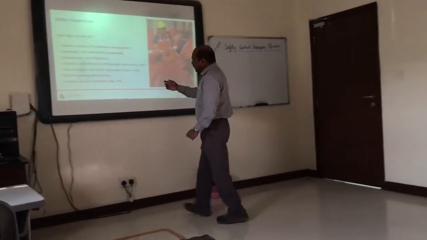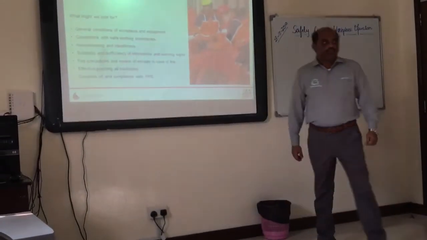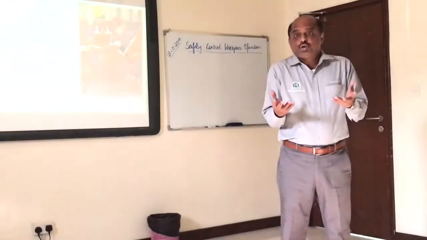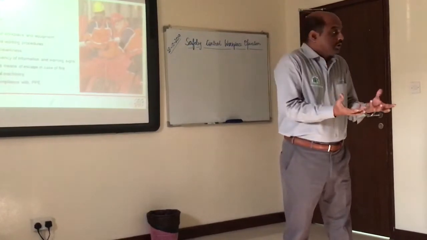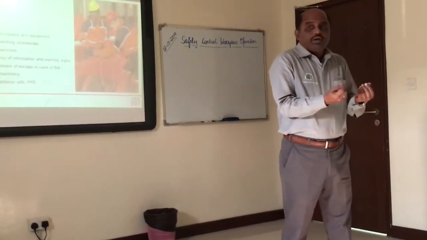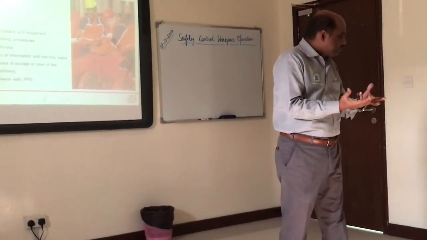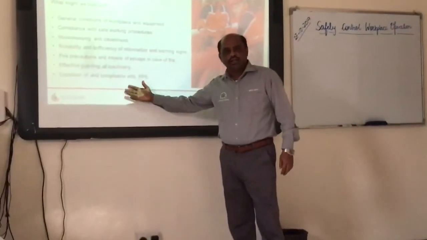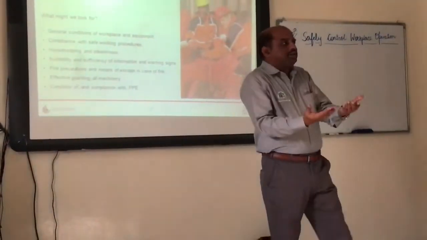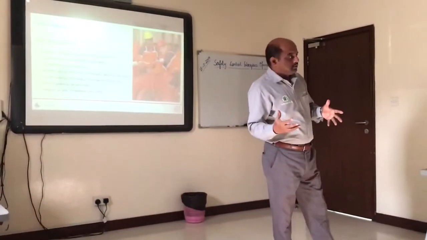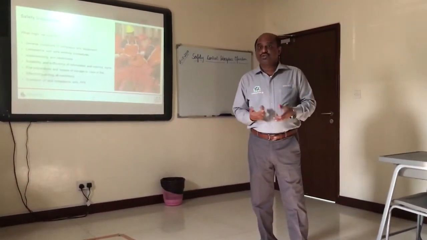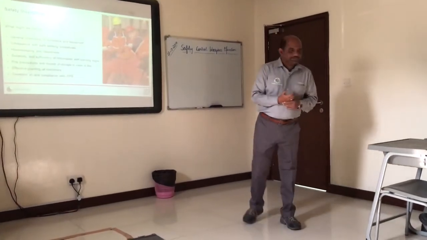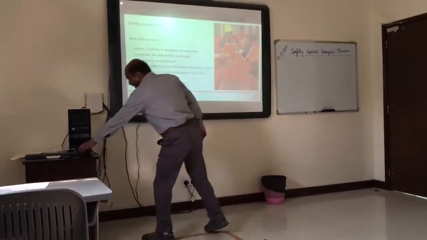Then, condition of and compliance with the PPE. Sometimes people are working with broken helmets, broken gloves, dirty gloves, or bad quality gloves. So they are not complying with the PPE rules and regulations. Every 6 months you need to change the PPE and get a new one, right? Or you have holes in your shoes. Sometimes you can get pierced in your legs.